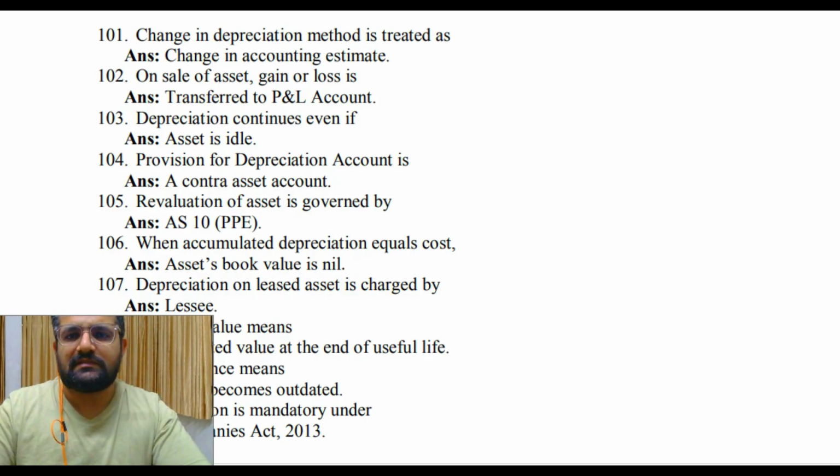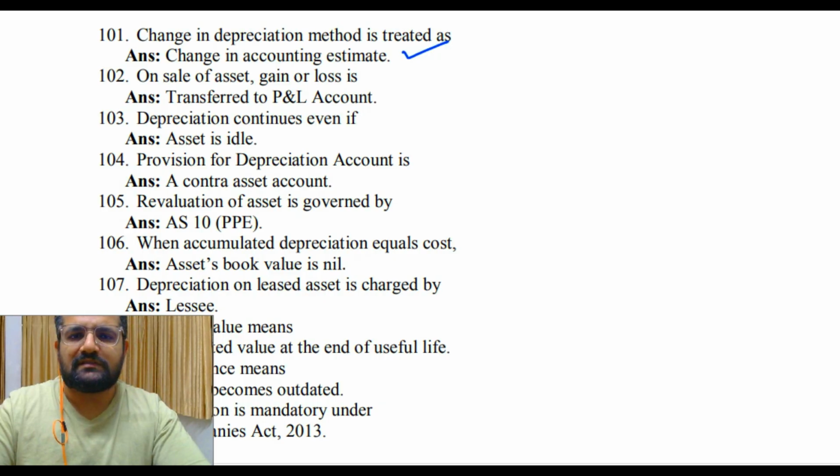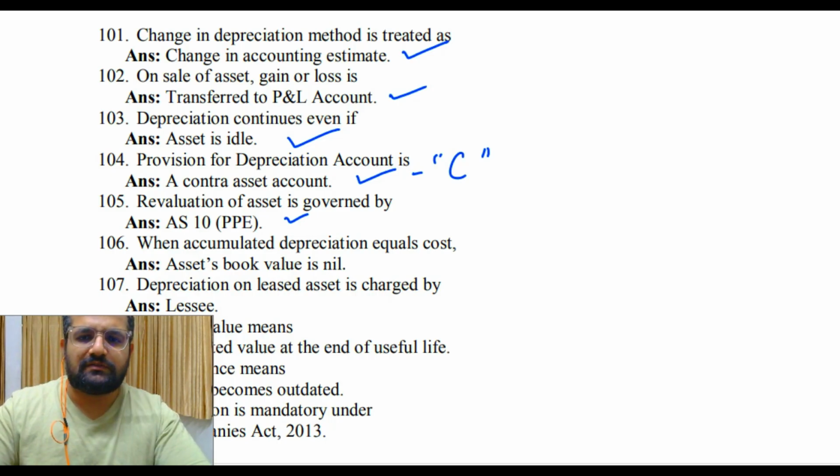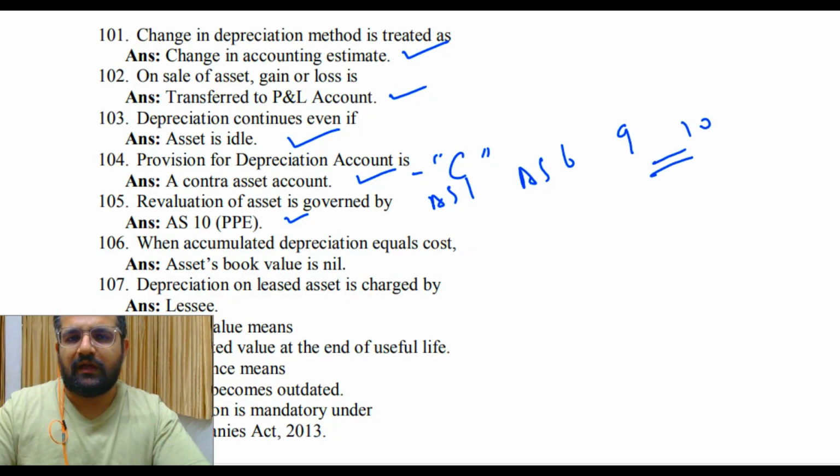So change in depreciation method is treated as change in accounting estimate. On sale of asset, gain or loss is transferred to profit and loss account. Then depreciation continues even if asset is idle. The provision for depreciation account is a contra asset account. Then revaluation of asset is governed by AS 10, which is our accounting standard. So these are very important. Accounting standard 1, accounting standard 6, 9, 10 and so on. हमने और भी important देखे हैं. So you can have a look at that chapter.